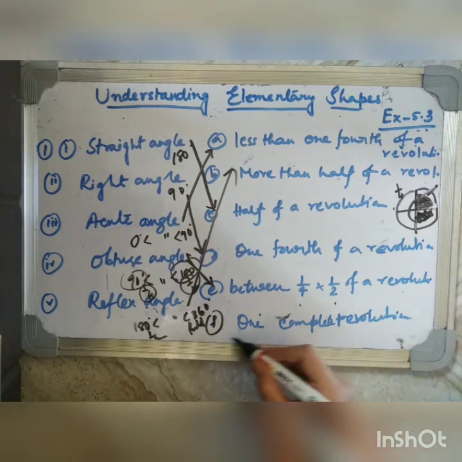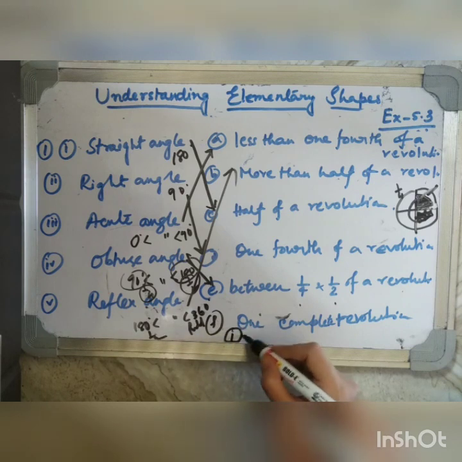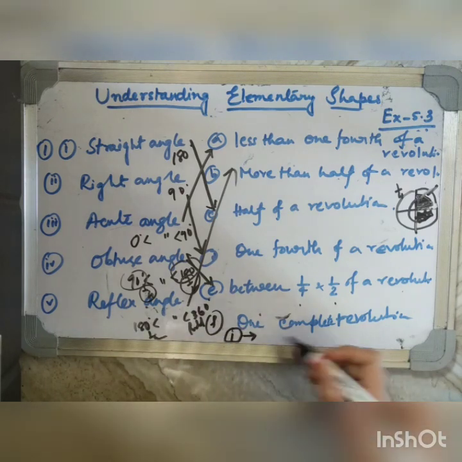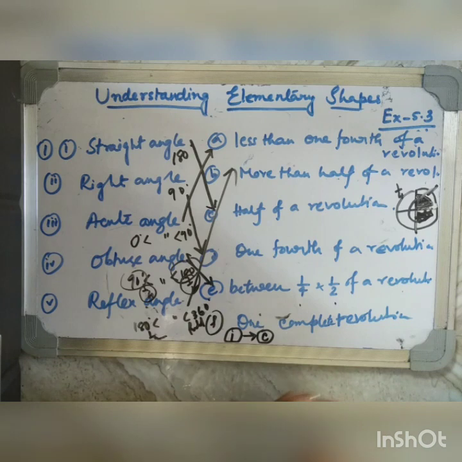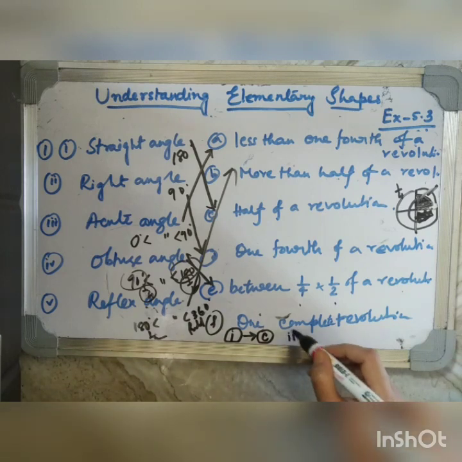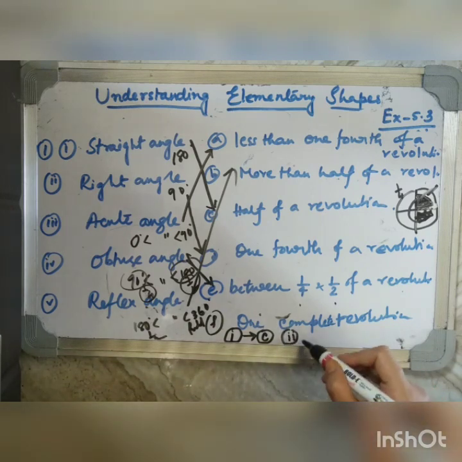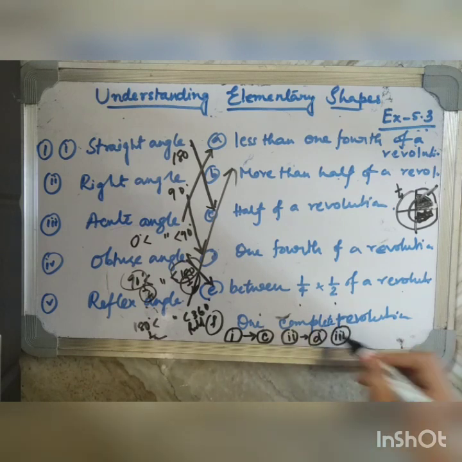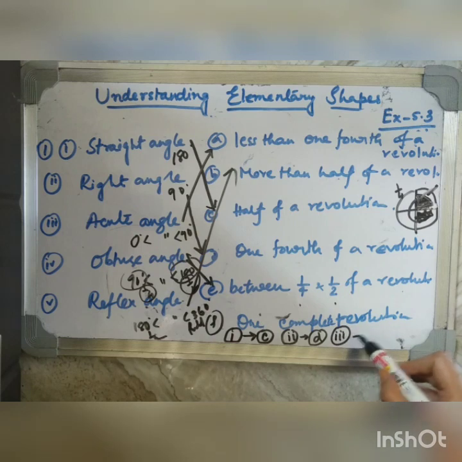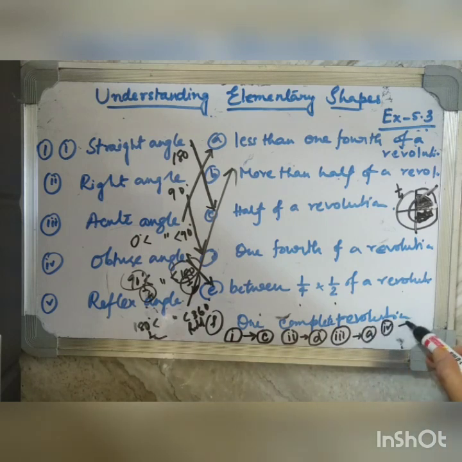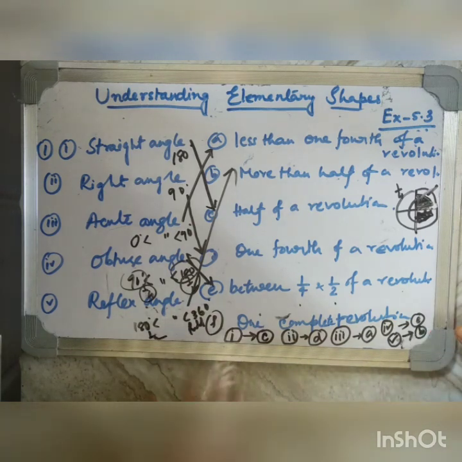So option 1 will be matched with C. Option 2 will be matched with D. Question 3 will be matched with A. Question number 4 will be matched with E. And number 5 will be matched with B. This will be the answer of this question.